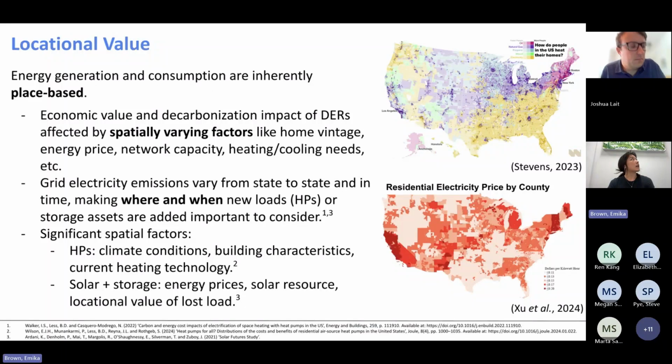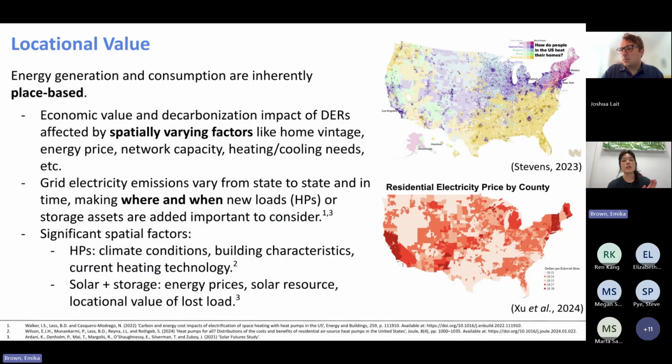And DERs have a very strong locational aspect in terms of the value that they can generate for households. This is because energy generation and consumption are inherently place-based. And because the US is such a patchwork of grids and markets and pricing structures and also climate conditions, there's huge variability in the amount of benefit that can be realized from adopting these technologies.